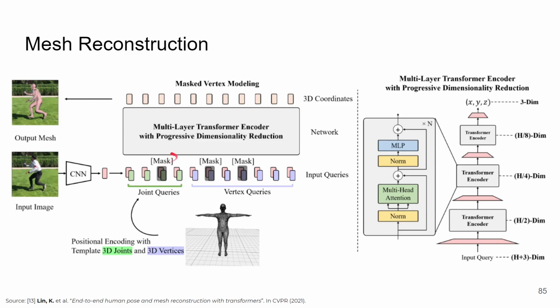They're going to be performing this masked token prediction. It's like trying to reconstruct missing information. And that's it. And with this, they achieve very impressive results when trying to reconstruct the mesh from an input image.